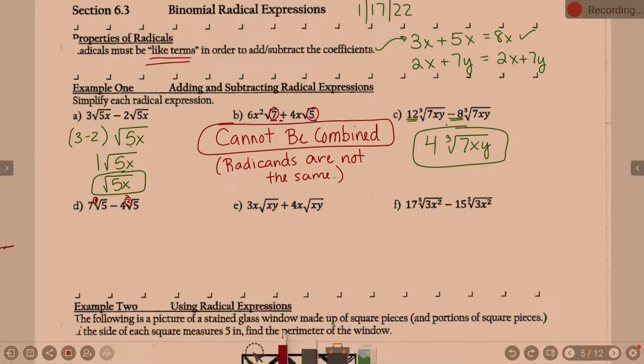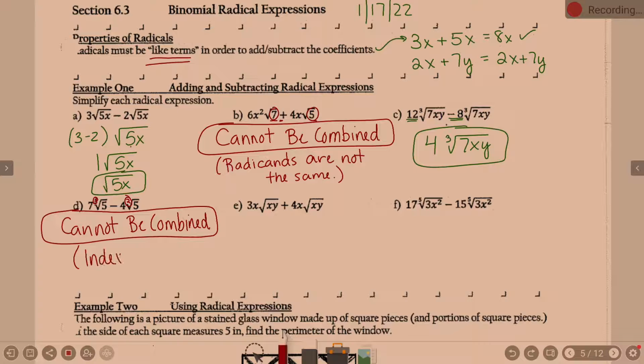Okay, so this, just like B, we're going to say cannot be combined. Or if you have to actually subtract them, you just rewrite the original problem. Now, the difference this time, why could these not be combined? I'm going to use the word indexes, or you could say the roots, but the indexes are different. Did we all catch that one?